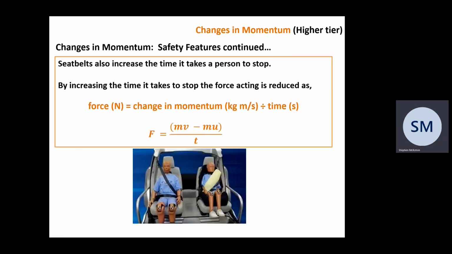Seatbelts also increase the time taken to stop. They give a little bit before they lock in. They don't lock in straight away. There's a little bit of time before that lock occurs, which means that the amount of time is increased for that change in momentum to occur.